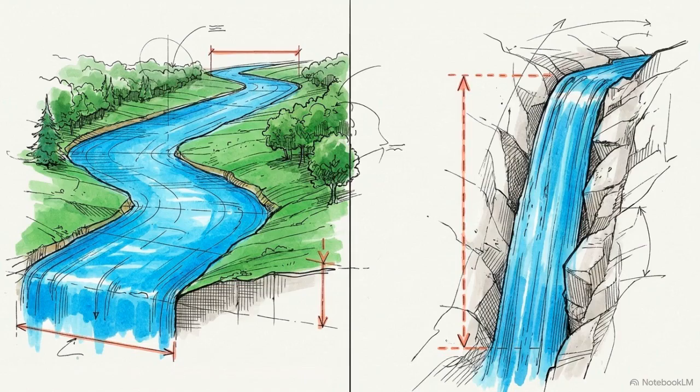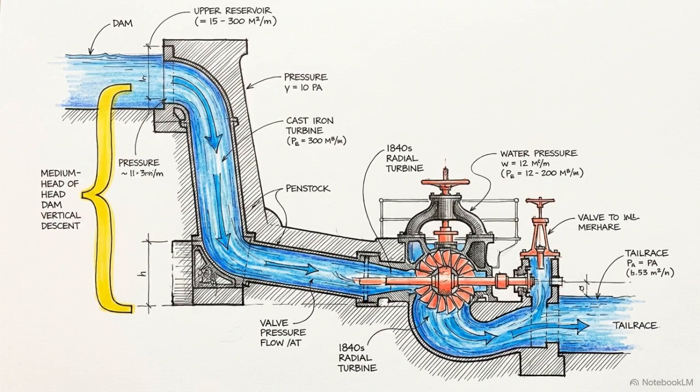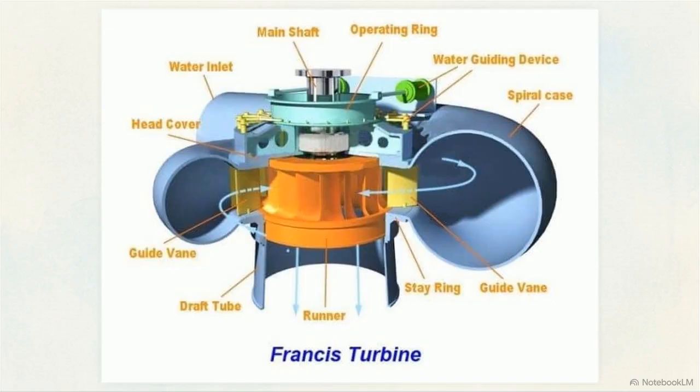Efficiency depends on matching the turbine design to the environment's flow rate and head, the vertical distance the water falls. In the 1840s, James B. Francis developed a design for medium head environments, typically between 100 and 450 meters. This is a mixed-flow turbine.